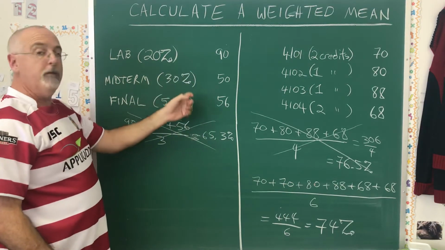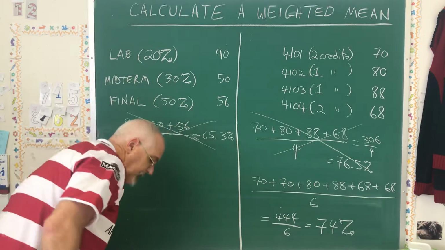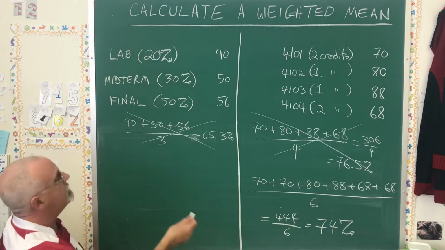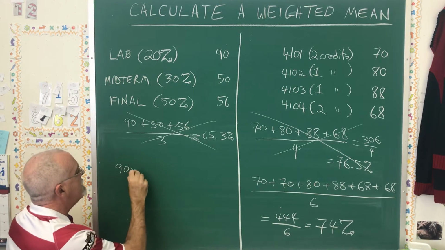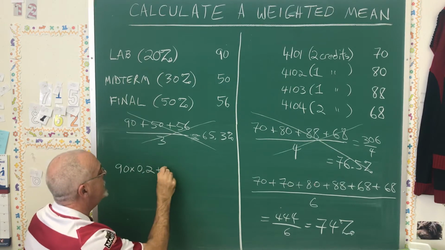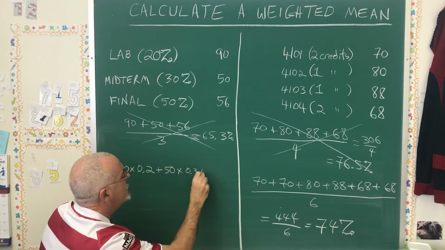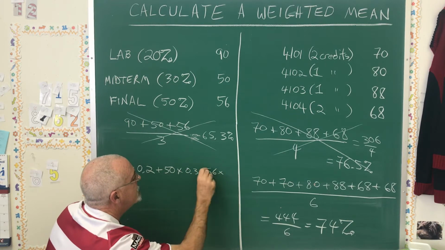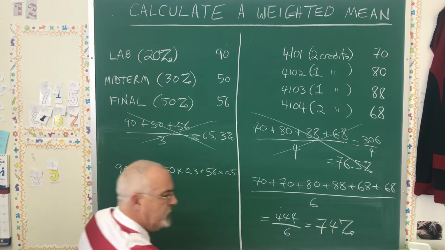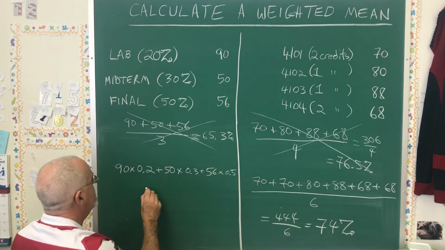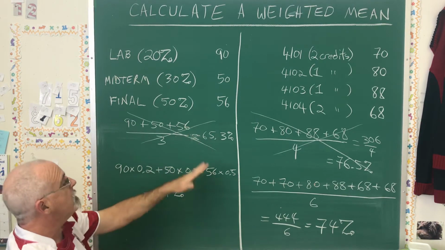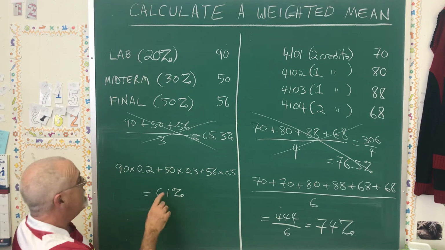We have to account for the different weighting of the different parts of the course. We might be able to find a way of doing it that looks like this, but I'll show you another way. We can say 90 times 0.2, the decimal version of 20%, plus 50 times 0.3, plus 56 times 0.5. Doing this in the calculator, we end up getting 61%. So the grade the student actually got on the course was not 65.3%, it was 61%.